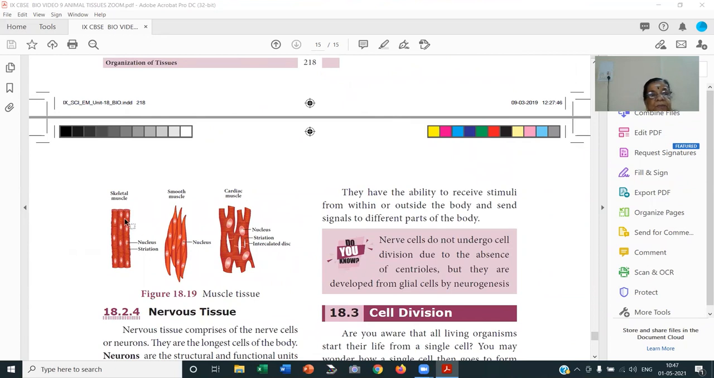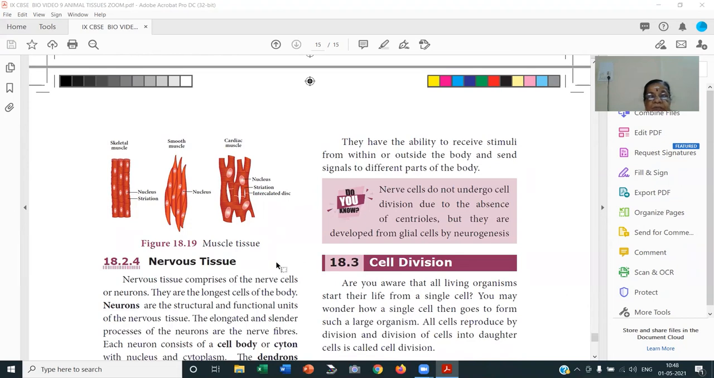Then muscle structure, we have already learned. Skeletal muscle, smooth muscle and cardiac muscle. Cardiac muscle, label it as C. Striations, nucleus, intercalated disc. The white spindle shape, that is the intercalated disc. I hope you follow. And the next step is about nervous tissue.